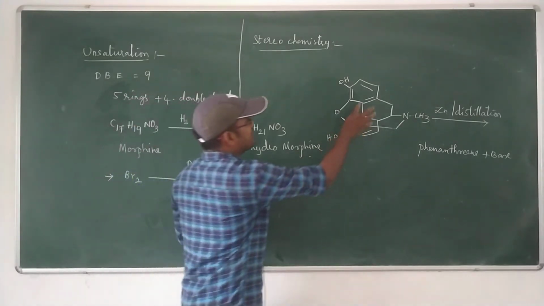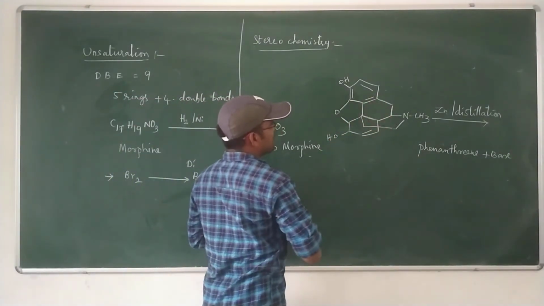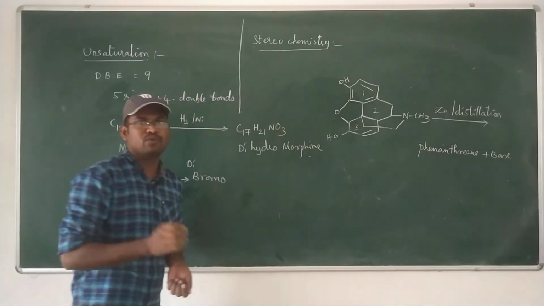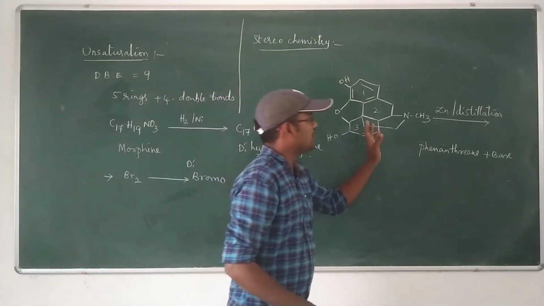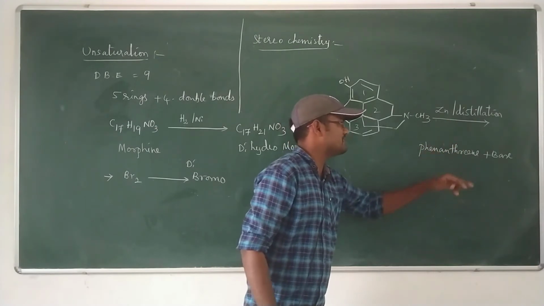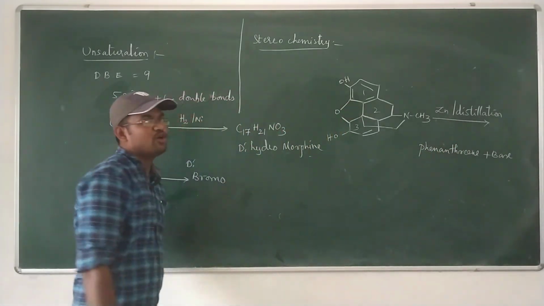That phenanthrene ring looks like these three rings. 1, 2, 3 rings look like a phenanthrene. Morphine has a phenanthrene skeleton. So that is indicated by morphine, when it undergoes zinc dust distillation, resulting in phenanthrene and base. Next, let us see stereochemistry.